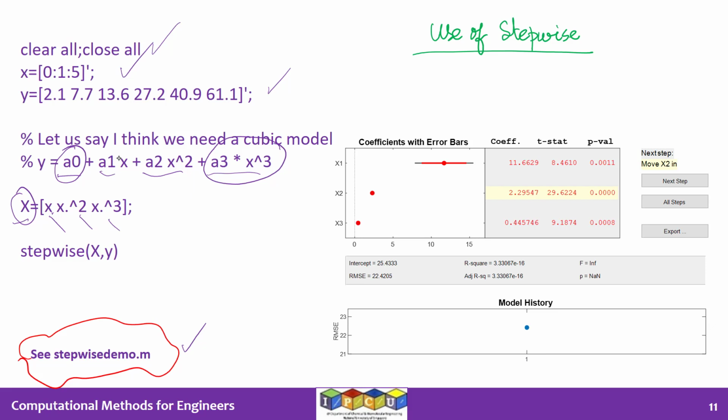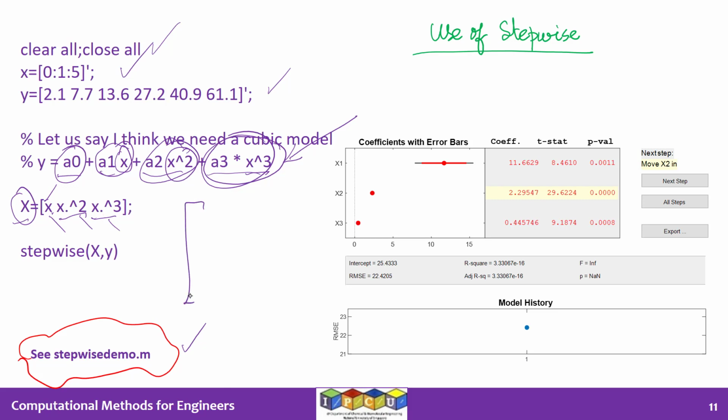Therefore, we need to have columns in the big X matrix that will help us find out A1, A2, and A3. So we should have a column of X, a column of X squared, and a column of X cubed in the big X matrix to conform with the model that we have proposed. So the big X matrix equals X, X.^2, X.^3.